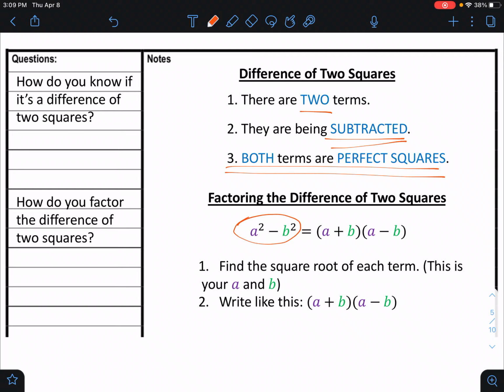It's going to look like this, okay? Now, you might see the square there, or that could be something else, or it might not be there. So you have to figure out what that is. And how do you figure that out? You take the square root of each term. That's your A and your B. And then you're going to write one with a plus sign in front and one with a minus sign. Now, if that doesn't make any sense, that's okay. That's why we're going through this. All right, so here's how we do this.